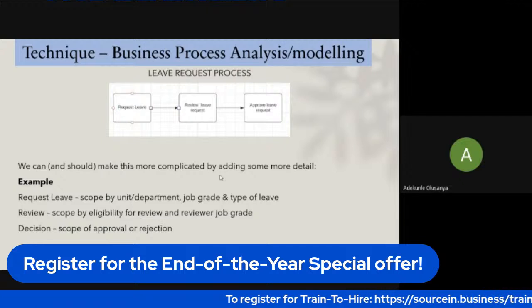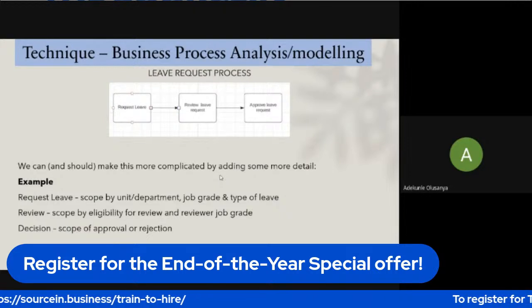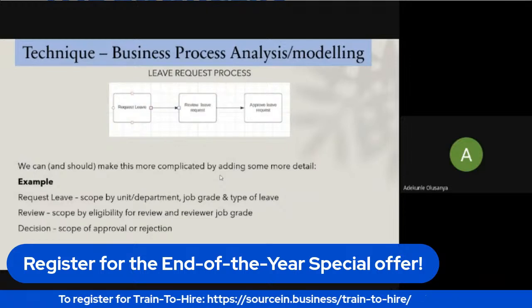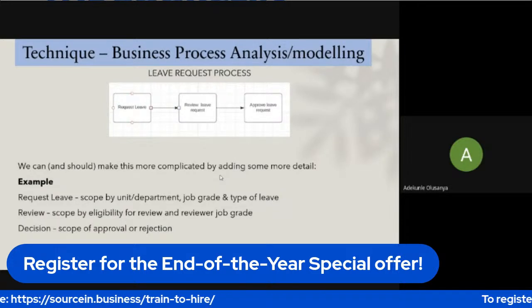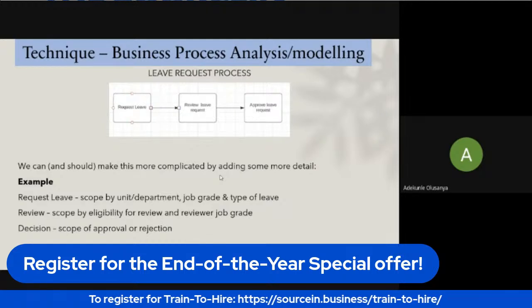So you see, now we can capture all of these things in a process model. Imagine how complicated a leave request process would be if you capture all of these things. In actual fact, that is what obtains in the real world. The processes are not this simple. Then another thing is to scope by approval or rejection. So the decision, look at the example here, is just approve leave request, but they want to also scope by approval or rejection. So leave rejected or leave request approved, and literally even states the reason.